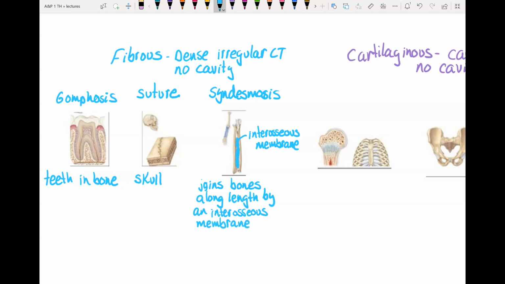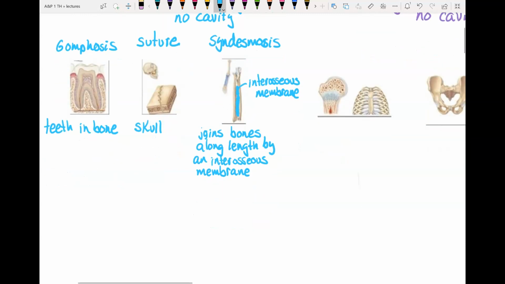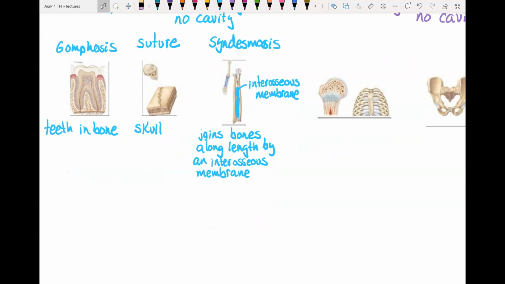Now, think for a minute about areas of the body where you would have two bones running next to each other like this. This is found in your arm and your leg. It's in your forearm, where it holds the radius and ulna together. And it's in your leg, where it holds the tibia and fibula together.